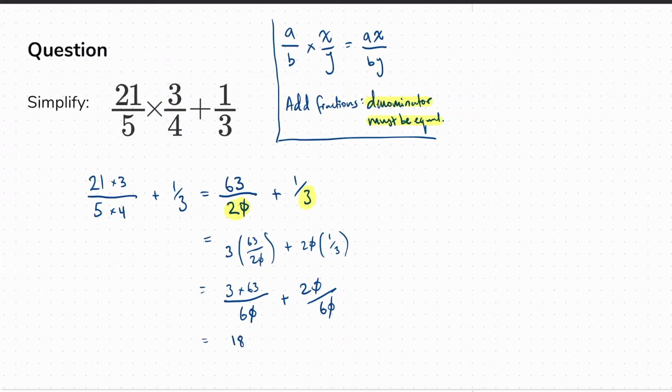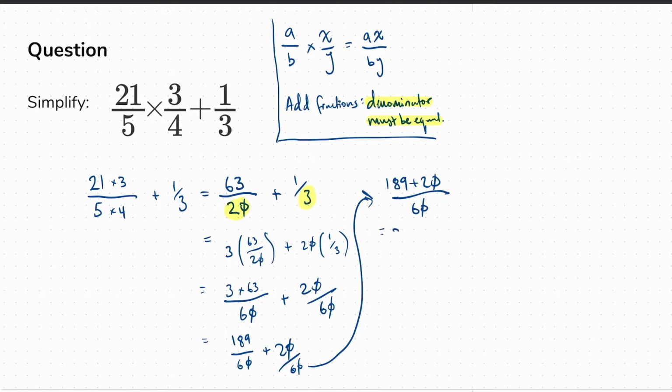So 189 over 60 plus 20 over 60. I've got the bottoms the same now. So let's move up here. This is going to be 189 plus 20 over 60, which is 209 over 60.